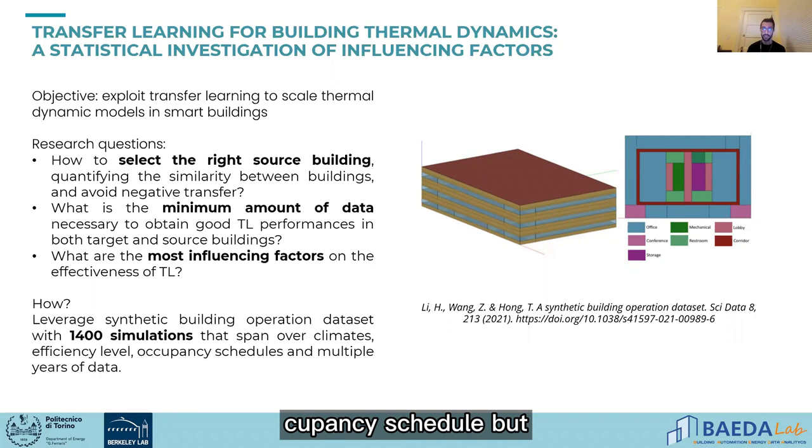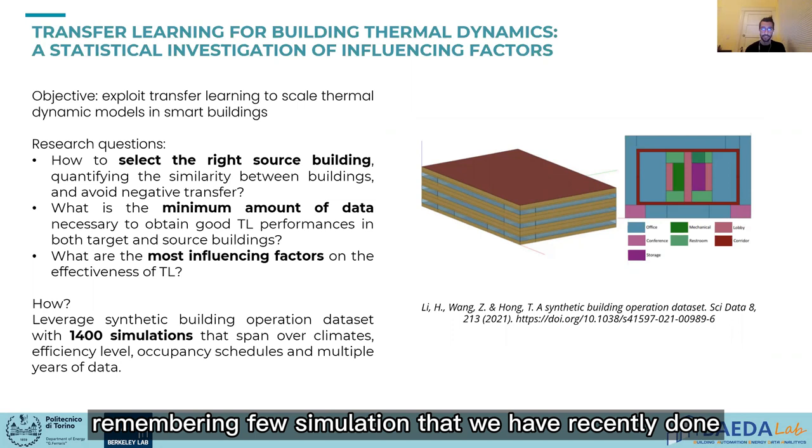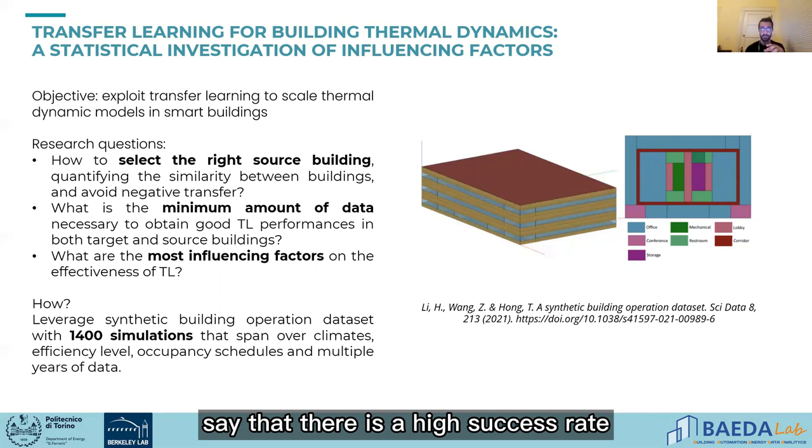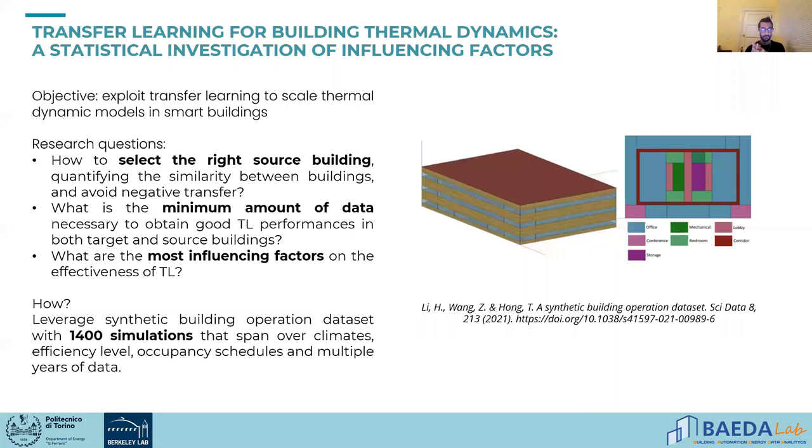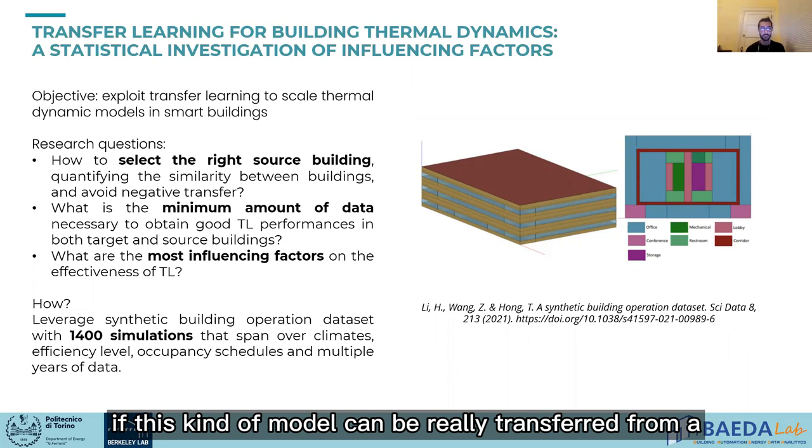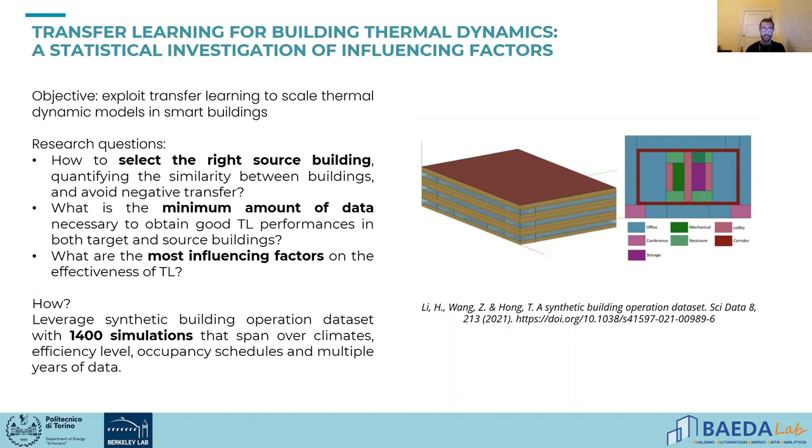But just remembering a few simulations that we have recently done during this week, I will say that there is a high success rate in transferring even from a specific zone to another zone with very different occupancy rate and exposition. So the influence of solar radiation is really different. But we still have to understand if this kind of model can be really transferred from a commercial building to a residential building. So I would say it is an interesting question, but probably among the future work that needs to be done.